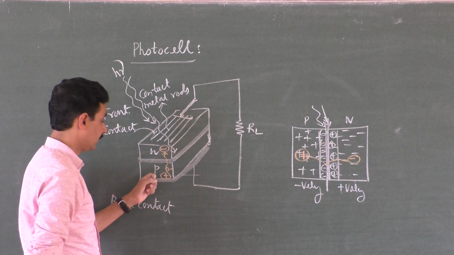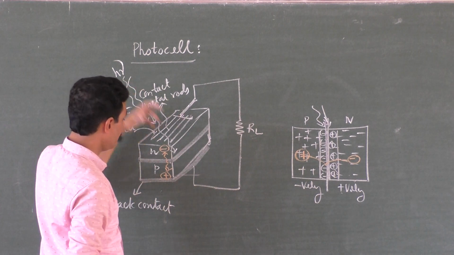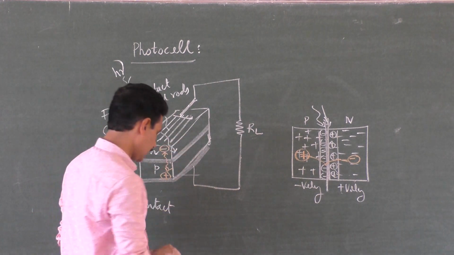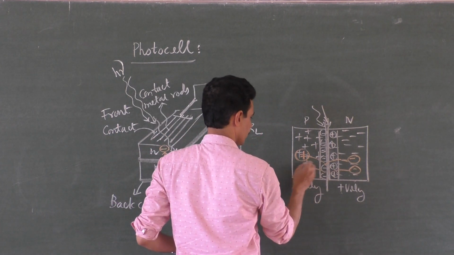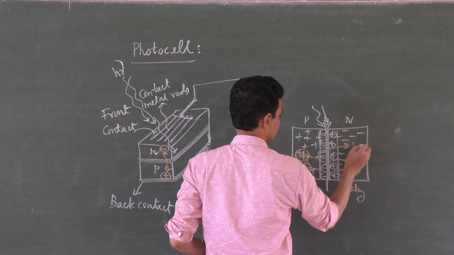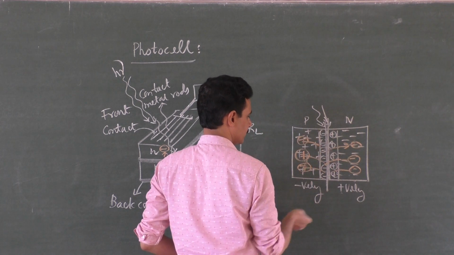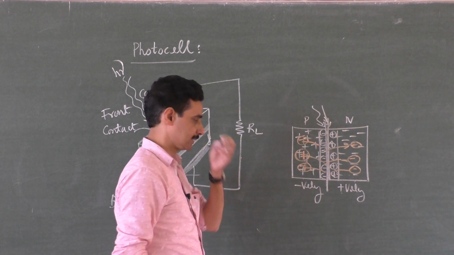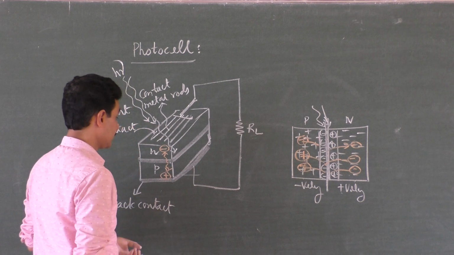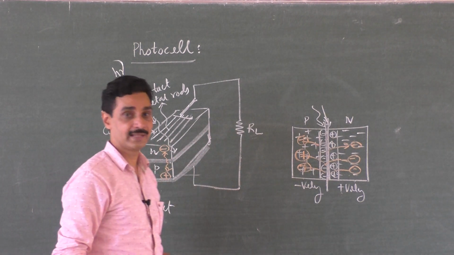This makes the p region positive and the n region negative. As you pass more and more light to the junction, more and more electron hole pairs will move here and here, right, from the junction. So this is minus, this is plus. This side gets more and more positively charged, this side gets more and more negatively charged. So this arrangement itself acts like a cell.